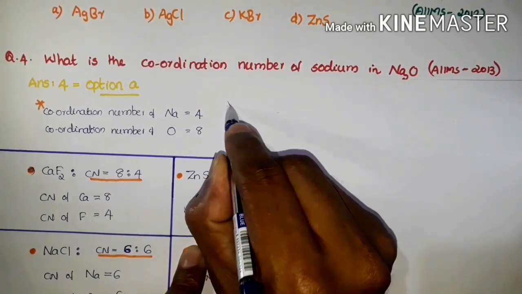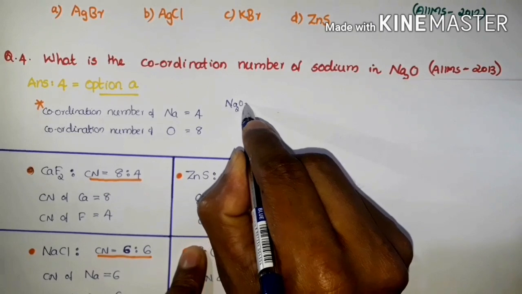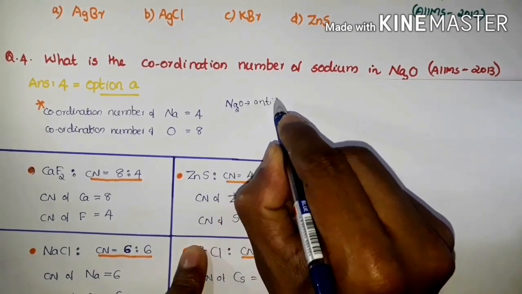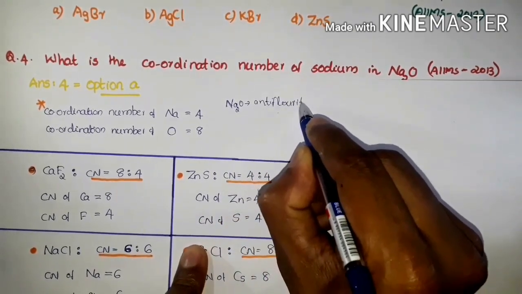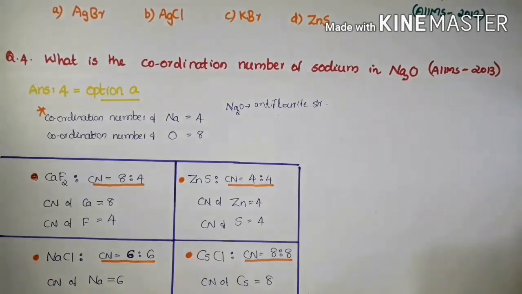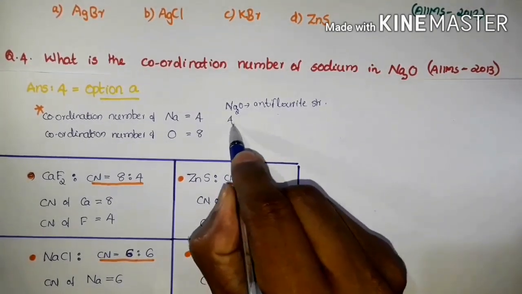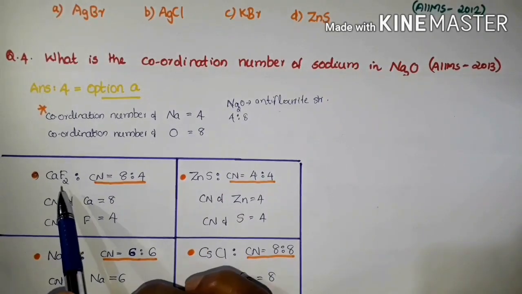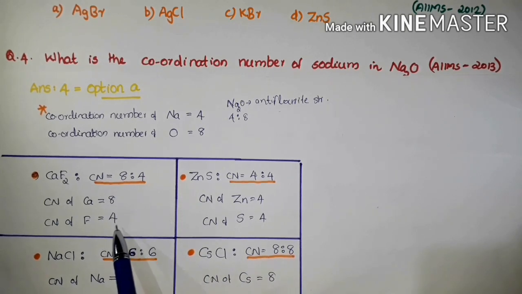Na2O has anti-fluorite structure, and its coordination number is 4:8. That means 4 for sodium and 8 for oxygen. Crystal lattice is calcium fluoride, CaF2. CaF2 coordination number 8:4. Calcium 8, fluorine 4. ZnS, zinc 4 and sulfur 4 is the coordination number. And sodium chloride, coordination number of sodium 6 and chlorine 6, that is 6:6. Cesium chloride, coordination number of cesium 8 and Cl 8, that is coordination number 8:8.